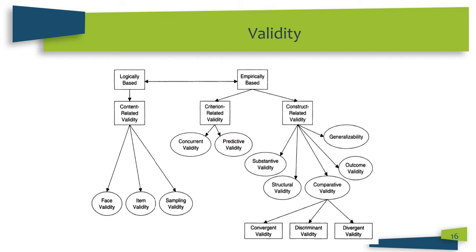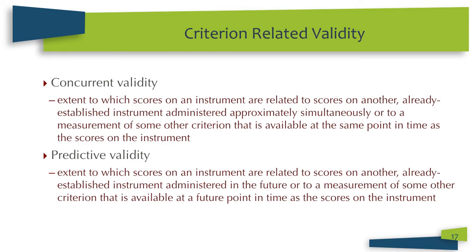Well, this diagram shows many other types of validities, and we'll quickly look at all of them on upcoming slides. The criterion related validity, there are two of them. One is concurrent validity and one is predictive validity. What does concurrent validity mean? It means that if your instrument or questionnaire's scores are related to another questionnaire that is already proven or already established, then you are concurrently valid.